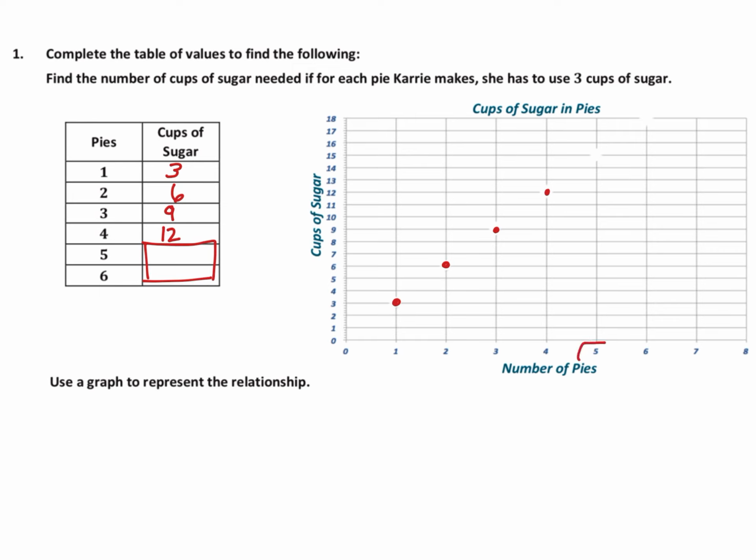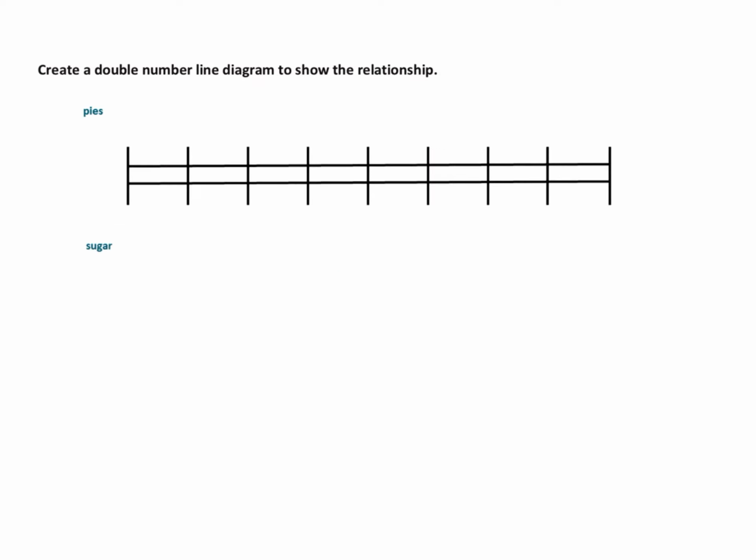So for 5 and 6, you've got to do those 2, and you've got to do these 2 boxes on your own. Then over here, we're going to create the double number line.